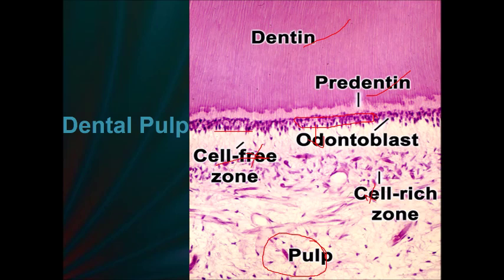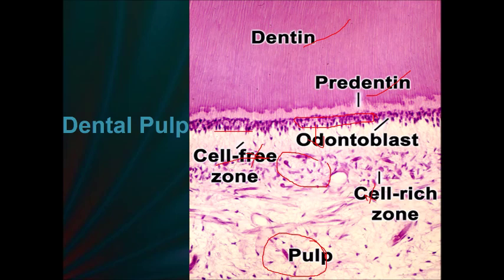Cell-rich zone. Why is it called the cell-rich zone? Because it is rich with different types of cells. What types of cells can we see? We have to remember that the pulp is a specialized connective tissue. Go to the theory and see why it is specialized. Going back to the cell-rich zone, what cells can we see in it?